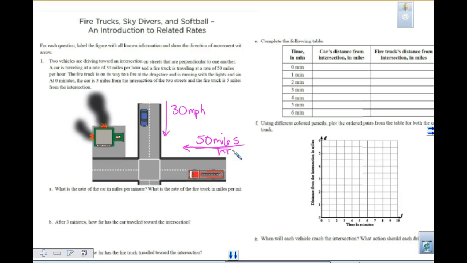Keep reading. Okay. What was that? The fire truck.